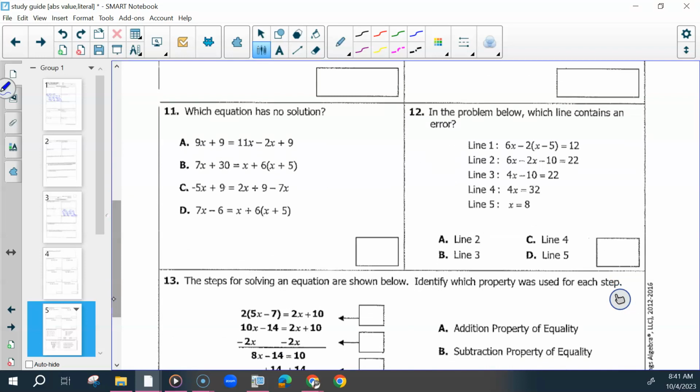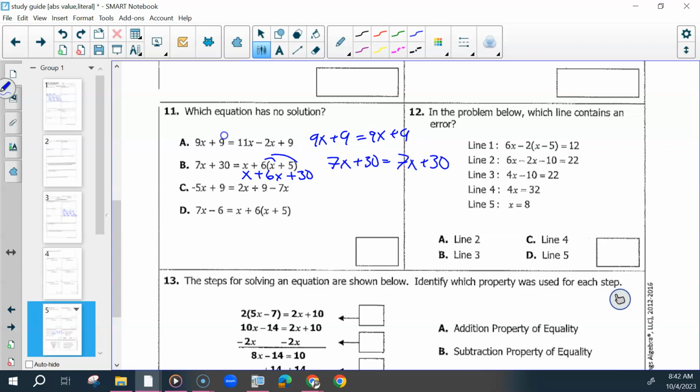So if you get a question that asks which equation has no solution, you have to simplify if need be. So like all of these have like terms we can combine. I'm going to write this off to the side. 9x plus 9 equals 9x plus 9. We'll talk about which one is no solution here in a moment. Distribute if necessary. So this would be x plus 6x plus 30. And then if we combine our like terms, 7x plus 30 equals 7x plus 30.